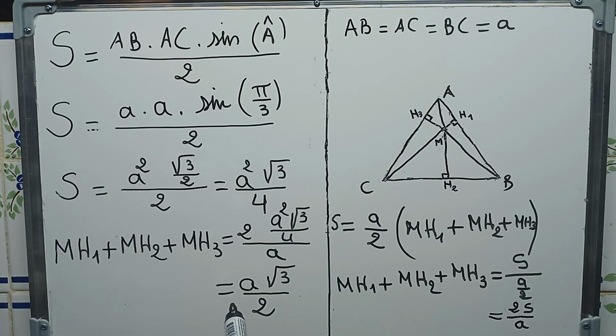So we have proved that wherever the point M is inside the equilateral triangle ABC, the sum MH1 plus MH2 plus MH3 is equal to the constant A square root 3 over 2.